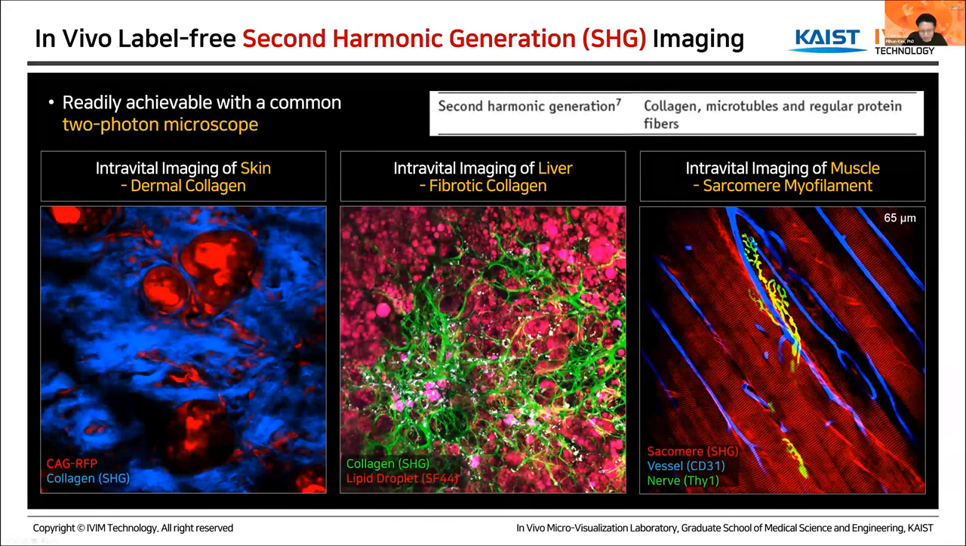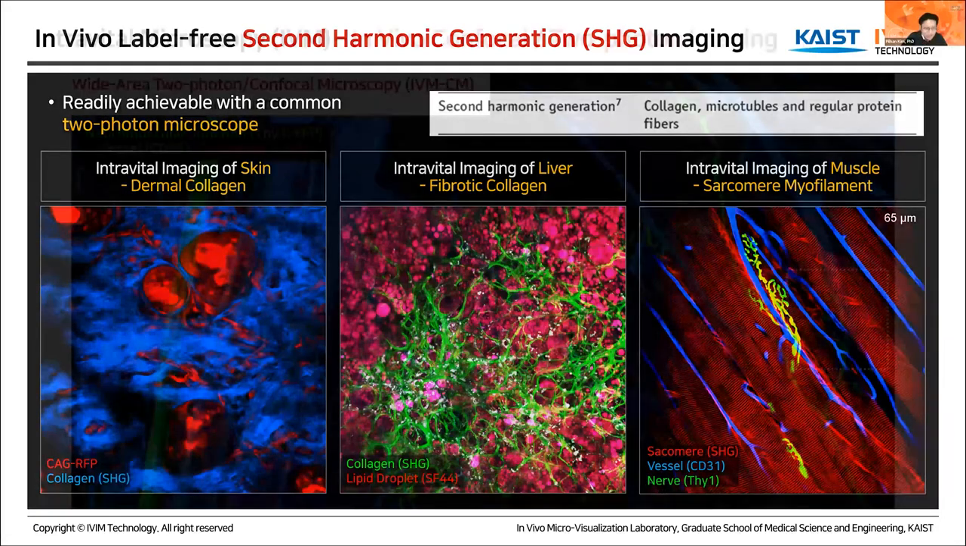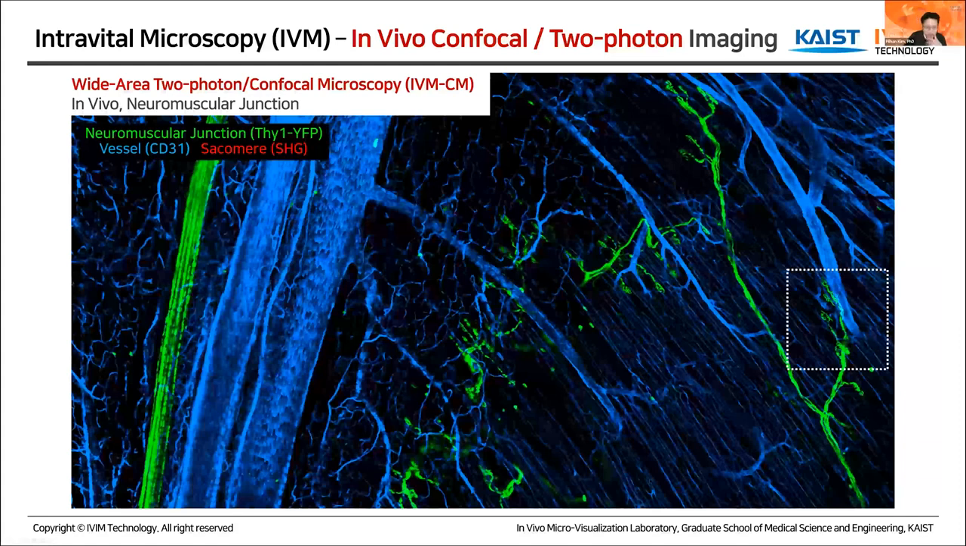In the middle is the liver fibrosis model. On the right-hand side, this is the muscle, and this red signal is the sarcomere inside the myocyte. So this is representative dual mode imaging data. This is a wide area image. Basically, we did a tile scan and made this large mosaic imaging data.